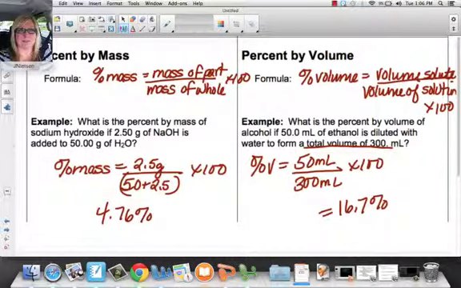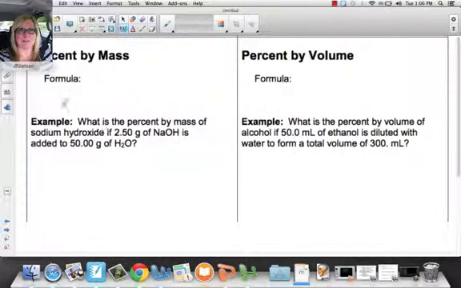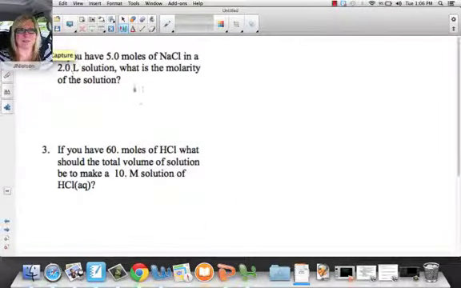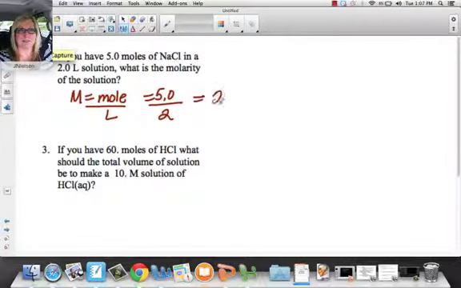Okay, let's look at a couple of other examples. If you have 5 moles of NaCl in a 2-liter solution, what is the molarity? So you know you're dealing with molarity equals moles over liters, and you have 5.0 moles over 2 liters. So 5 divided by 2 is 2.5, and that's the molarity.